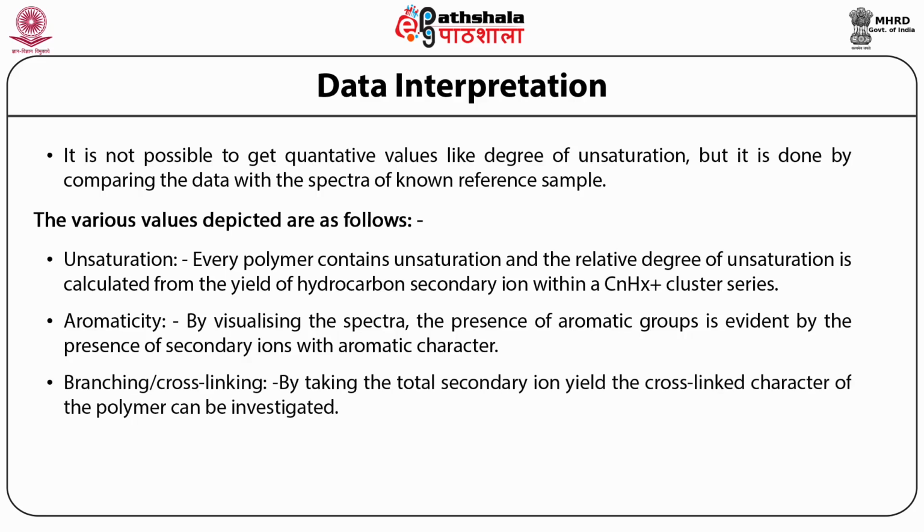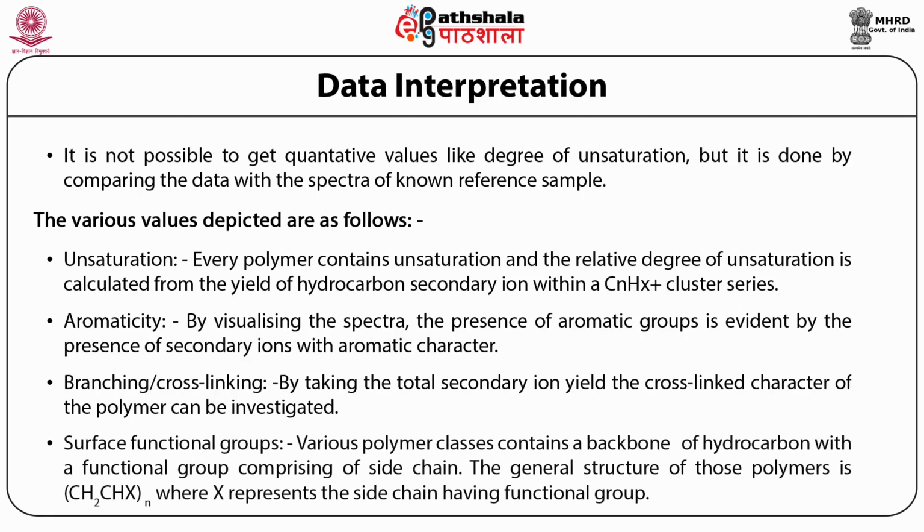Branching or cross-linking can be analyzed with this. By taking the total secondary ion yield, the cross-linked character of the polymer can be investigated. The probability of emission of a secondary ion depends on the environment, and with the increase in the cross-linked character of the polymer, there is a decrease in the total secondary ion yield in such cases.